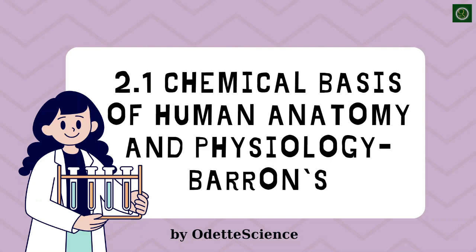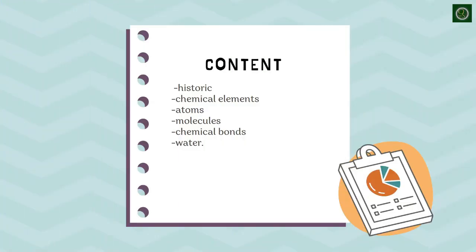In the previous video, we finished the chapter Introduction to Human Anatomy and Physiology. In today's video, I will introduce the chemical basis of human anatomy and physiology according to Barron. I will give a brief history and then talk about chemical elements, atoms, molecules, chemical bonds, and water.